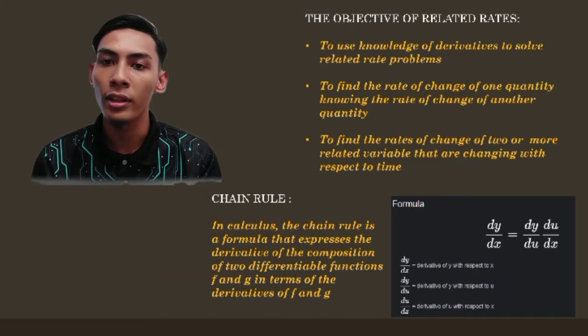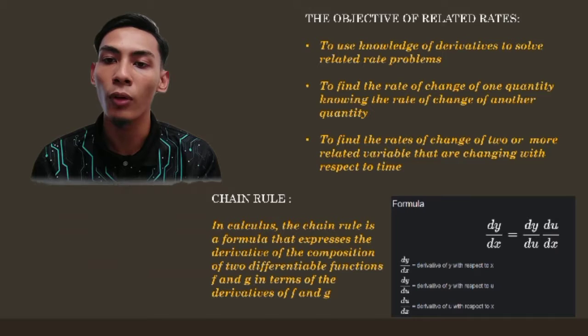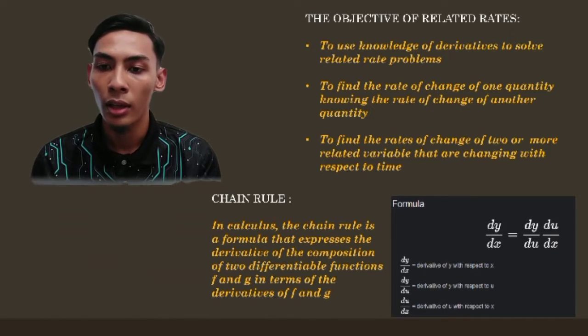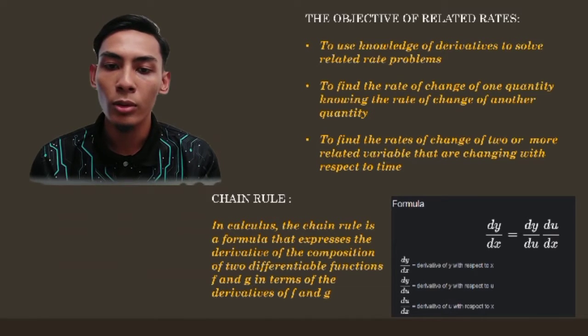The objective of related rates. First, to use knowledge of the derivative to solve related rate problems. Next, to find the rate of change of one quantity knowing the rates of change of another quantity. And the last one, to find the rates of change of two or more related variables that are changing with respect to time. Next is the chain rule.